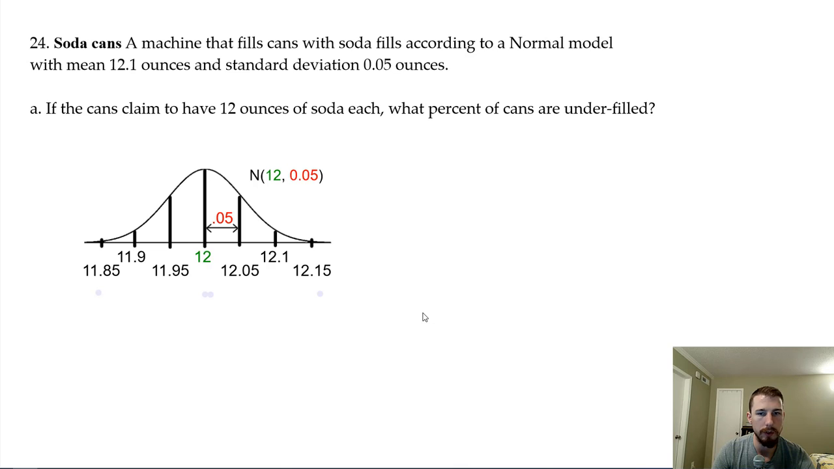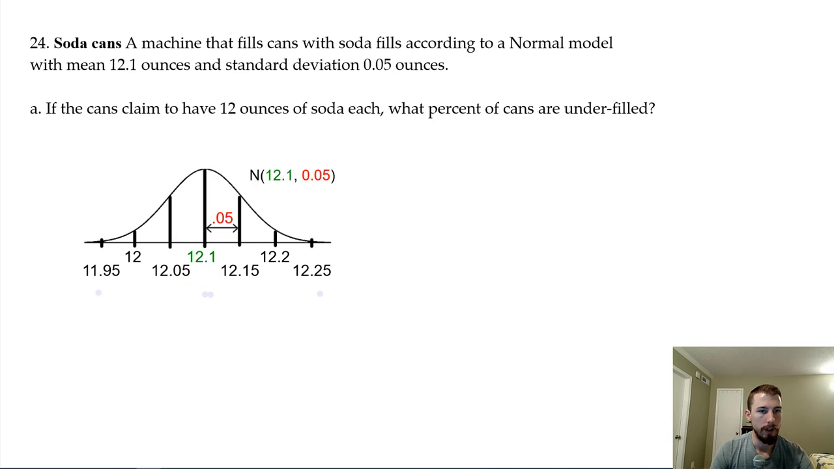Machine that fills soda fills according to a normal model with a mean of, yeah, it's a mean of 12.1 with standard deviation of, this is totally wrong. Okay, let me pause and I will fix this and then we will resume.